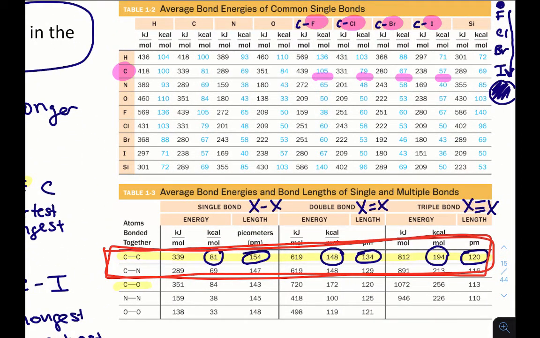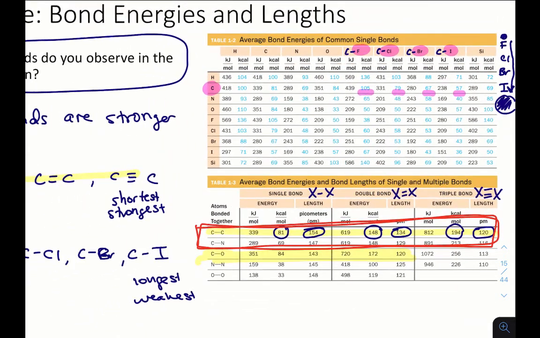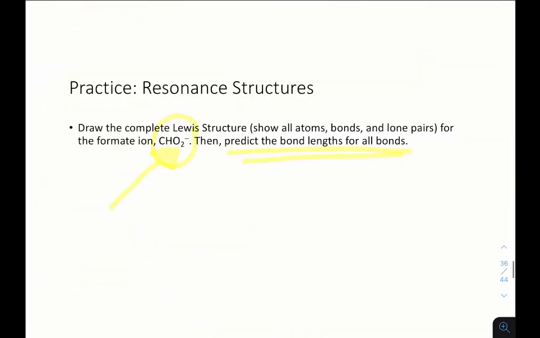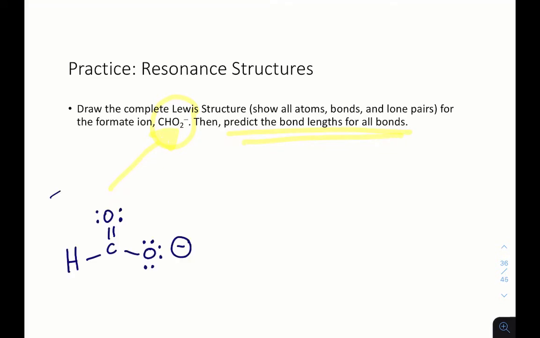So you have CO single bonds, double bonds. This data will be important. CH, well, you don't have bond lengths for that, so just do it for the carbon-oxygen bonds. Try this problem. This would be a reasonable Lewis structure for the formate ion.